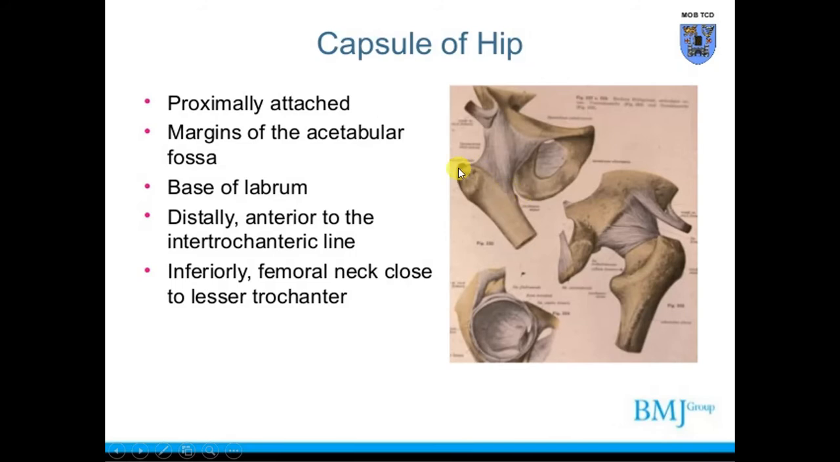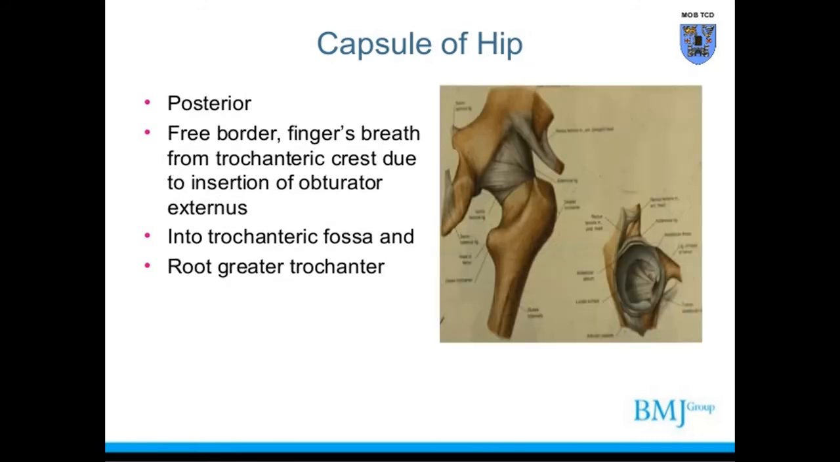Between the greater and lesser trochanters there is a line which is called the intertrochanteric line. Anterior to it, the capsule lies anterior to the joint, and inferiorly it comes close to the lesser trochanter. Here we can appreciate the attachment of the capsule of the hip joint. It's very important to learn about the capsule and how it is attached.